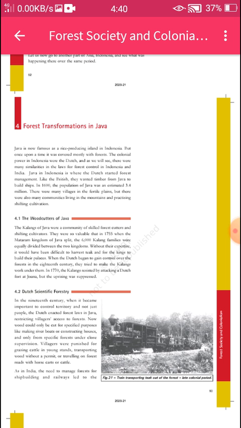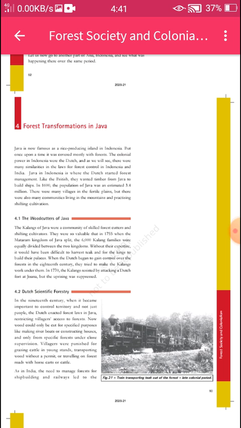The Dutch tried to make the Kalangs work under them in 1770. The Kalangs resisted, attacking a Dutch fort at Joana, and it was an uprising of rebellion against the Dutch government.